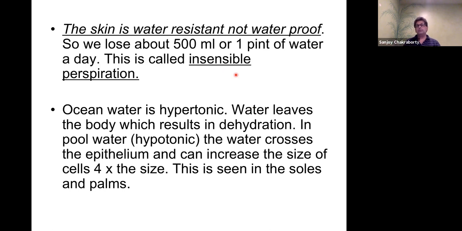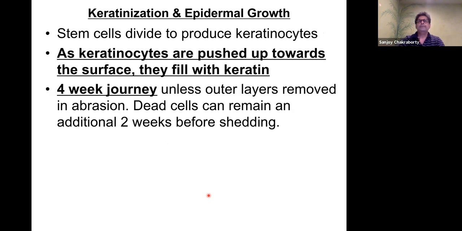That's why for burn victims, where the skin gets burned, it's very difficult to survive because they lose a tremendous amount of water. And we studied in the other chapter that ocean water is hypertonic, so water leaves the body. So if you go to the ocean, the cells will shrink, and you will lose a lot of water. So both things can happen, hypertonic and hypotonic.